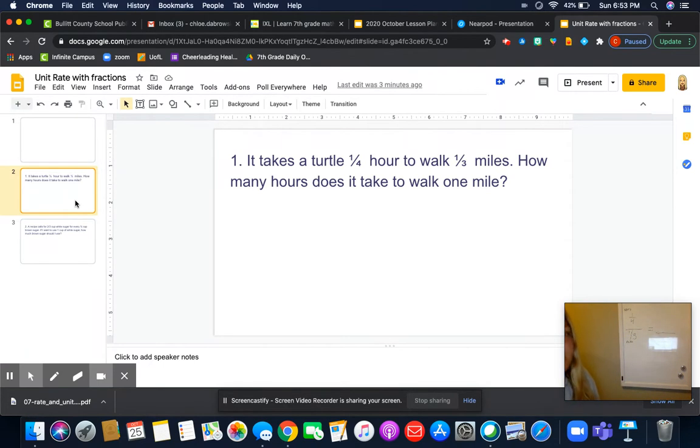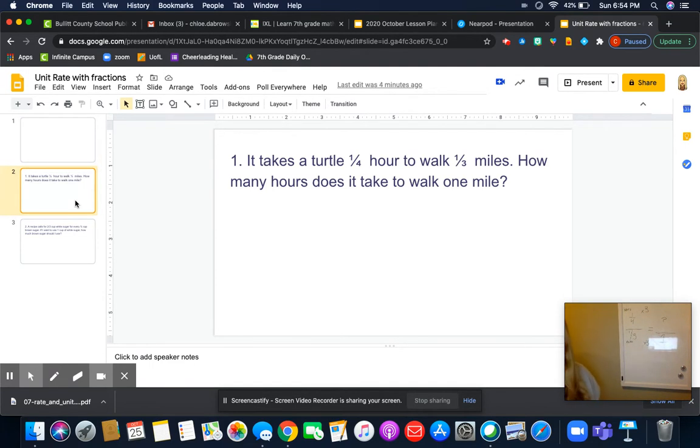So it says, how many hours does it take to walk 1 mile? So we're going to make this lead us to 1 mile. That's what we're looking for. I want to know how long it takes me to do 1 mile. So I need to figure out what I did to 1/3 in order to get to 1. We know 1/3 times 3 would give us 3/3 or 1 whole. So in order to keep these equivalent, we're going to take this top and multiply it by 3 as well.